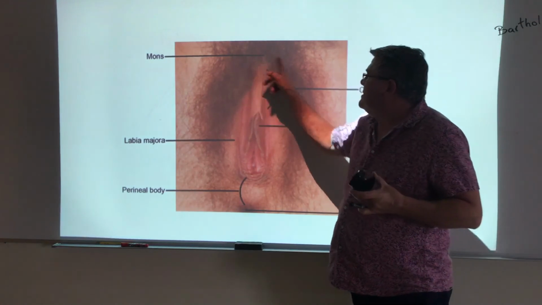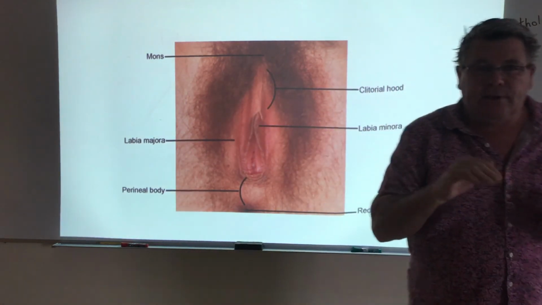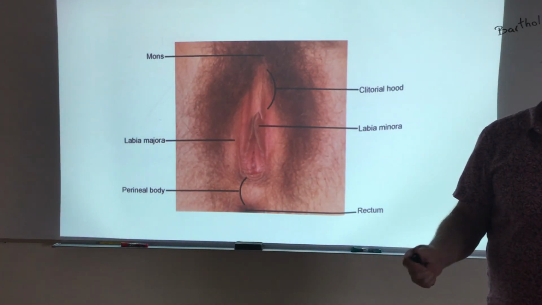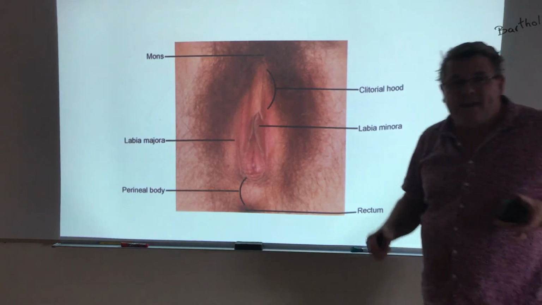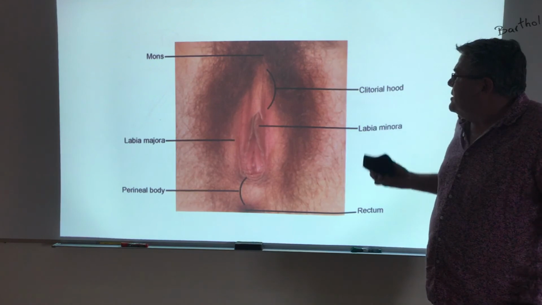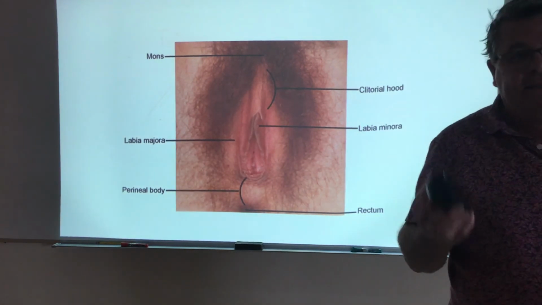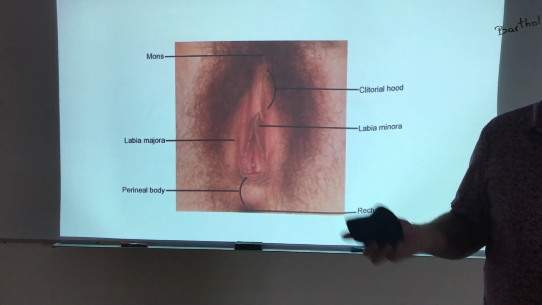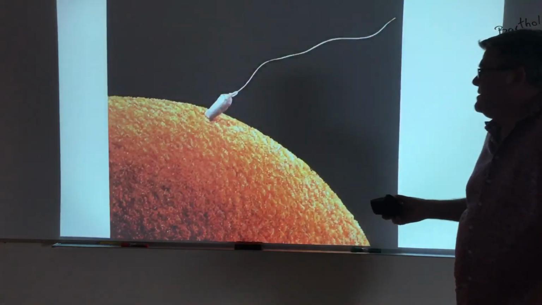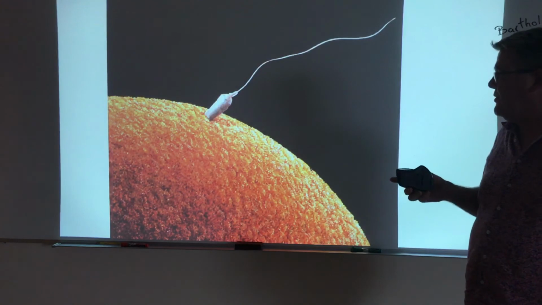And the mons is this area right here, the mons pubis, that is essentially right under the pubic symphysis. Sorry, I was drawing a blank on my skeletal system. So we've got internal, external, and essentially if all works as planned, what we want to have happen is this. And we get back to making a baby, making you.